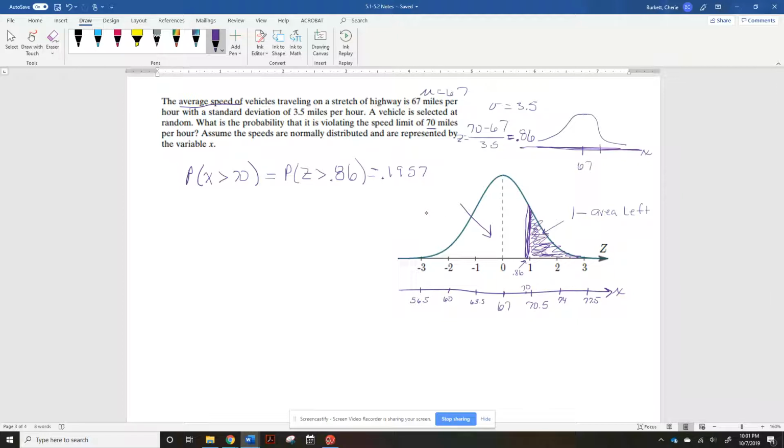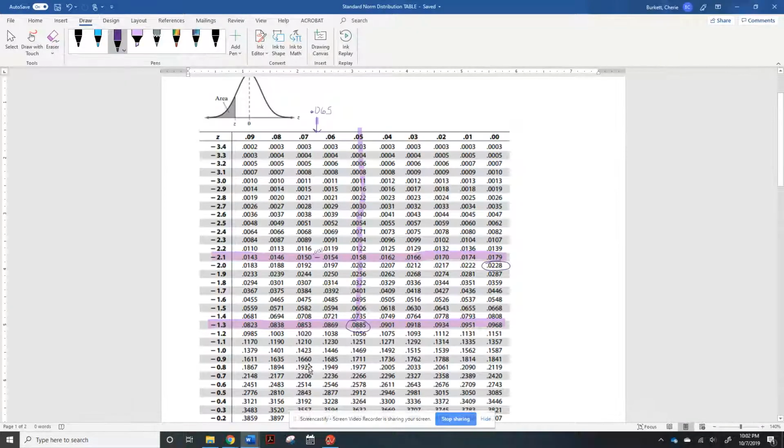To find the area to the right, you do 1 minus the area to the left. So I'm about to look up what this area is. I'm going to look up the area on the table. I'm going to go to the table and look up the z value 0.86. You can't use x values on the z table, so I have to use 0.86.